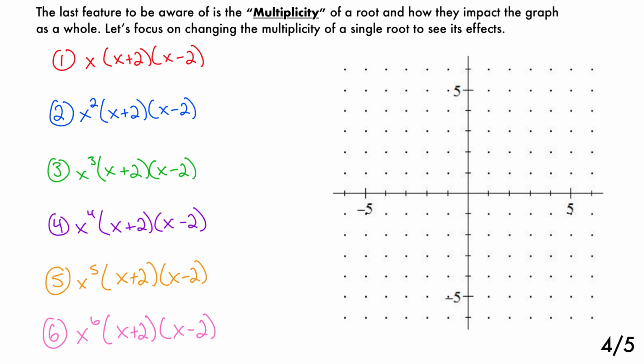The final thing we need to talk about is the multiplicity of a root and how that impacts the graph as a whole. So what we're going to do is we actually have the same problem multiple times. The only difference is the first root, that is when x is going to be equal to 0, I'm slowly changing the degree. That degree is called the multiplicity. So for problem number 1, because I have an x plus 2 and an x minus 2, I know that the intercepts are going to be at 0, -2, and +2.